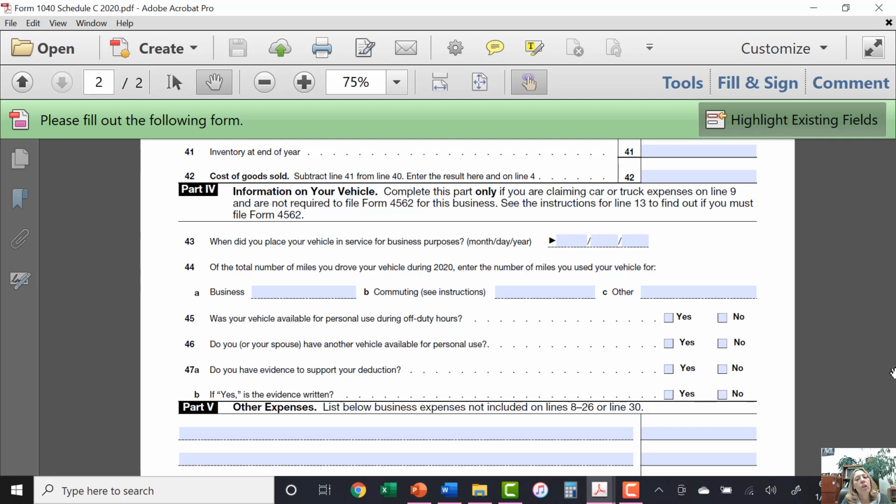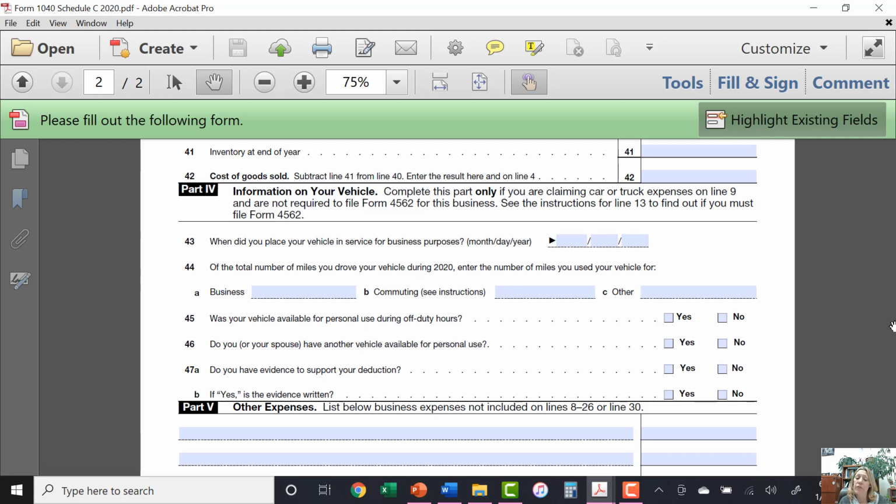The other questions here have to be answered. Is this your only vehicle, or do you have another one that you can use that you don't use for your business? So off-duty hour vehicle, is it personal use? Do you have written evidence to support your deduction? I hope that answer is yes.